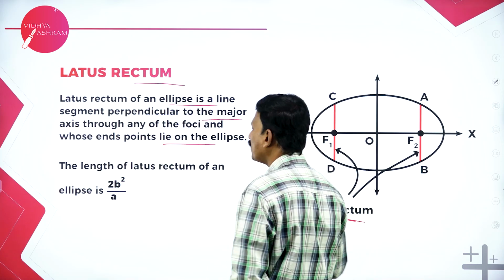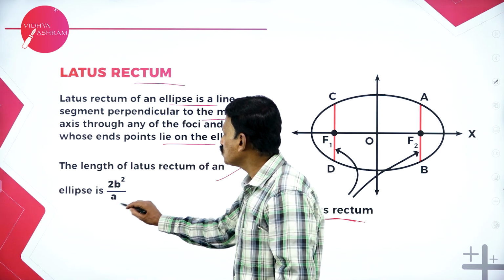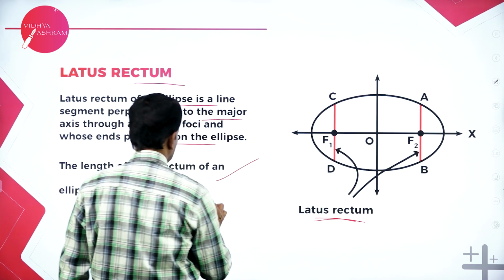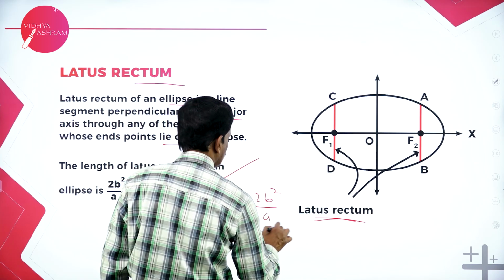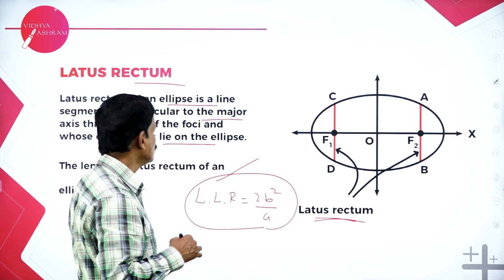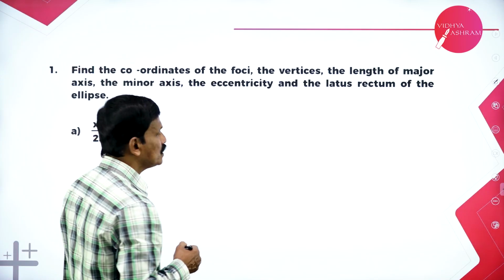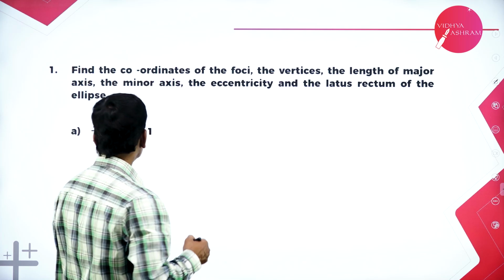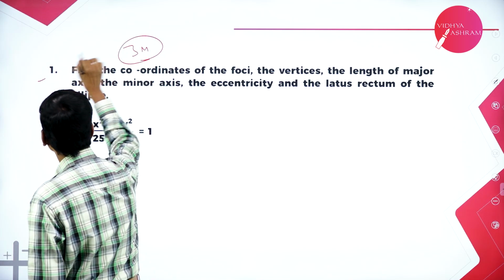And what is the length of the latus rectum? The length of the latus rectum of an ellipse is given by 2b square by a. That is, 2 times b square divided by a. This is very important. You may expect one more question from this. Now, knowing this, let us move on to the problems. These types of problems are very important. You may expect one question for 3 marks from this.